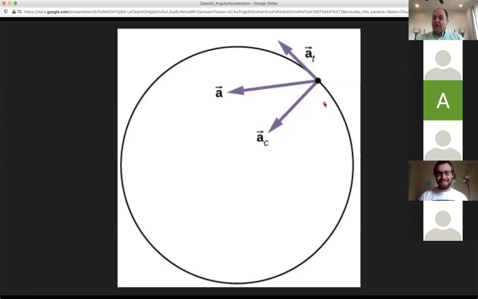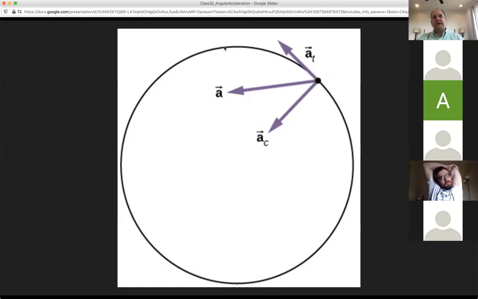Okay, so we learned earlier in the semester that if you want something to move in a circle, you have to accelerate it towards the center of the circle, right? We call that a centripetal acceleration, an acceleration towards the center. If we want something to go in a circle faster, we also have to accelerate it tangential to the circle, right? So that's what's diagrammed here.